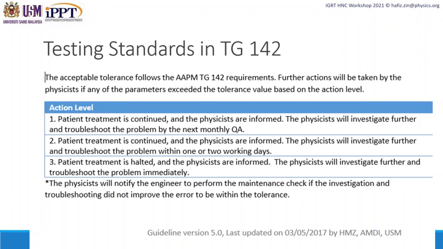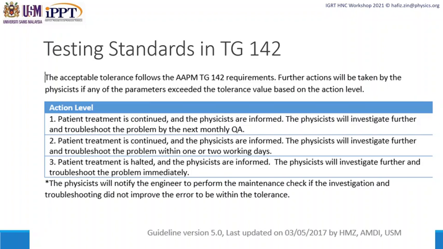For the parameters measured, the acceptable tolerance should follow the AAPM TG142 requirements, whereas the actions to be taken, if any of the parameters exceed the tolerance value, are based on the institution's action levels. So for example, this is an example from my own institute. We have action level 1, in which patient treatment is continued and the physicists are informed, and the physicists will investigate further and troubleshoot the problem by the next monthly QA.